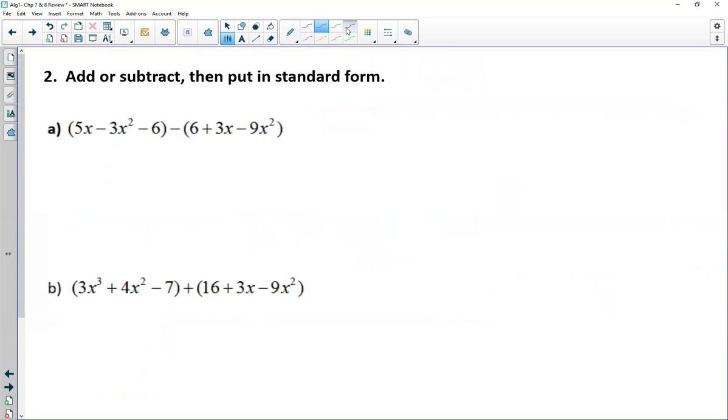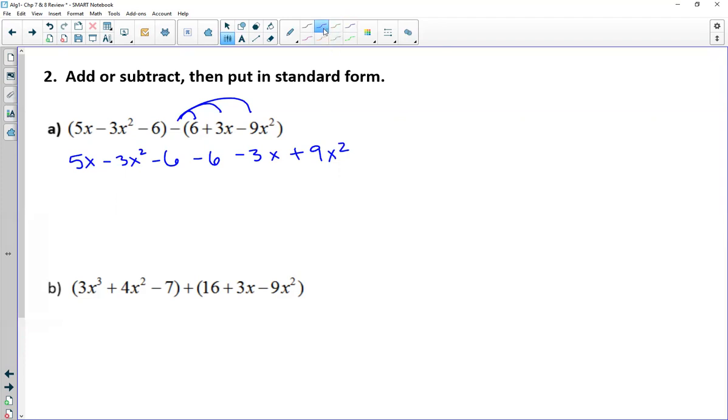So we're going to add or subtract and then put them in standard form. Anytime that you have a negative in front of a polynomial, we need to make sure we distribute that negative to everything. So I have 5x minus 3x squared minus 6 from this left part. Then I'm going to have minus 6 minus 3x and plus 9x squared. Essentially, anytime you have a minus, you're just going to change the signs of everything in there.